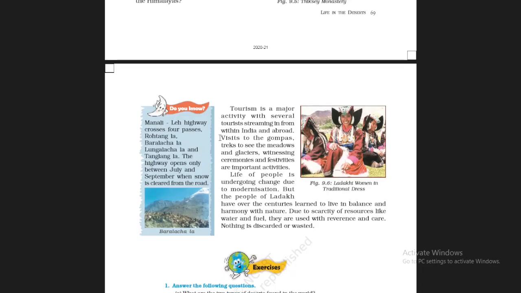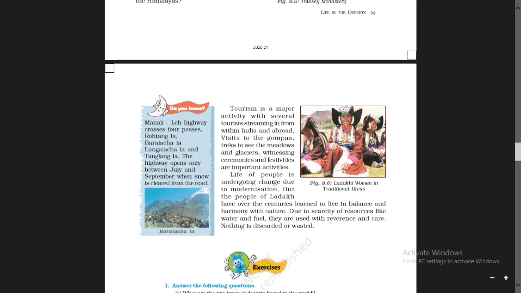Visits to the gompas, treks to see the meadows and glaciers, and witnessing ceremonies and festivities are important activities. So tourists visit the gompas and go on treks to see meadows and glaciers. Witnessing ceremonies and festivities are important activities here.